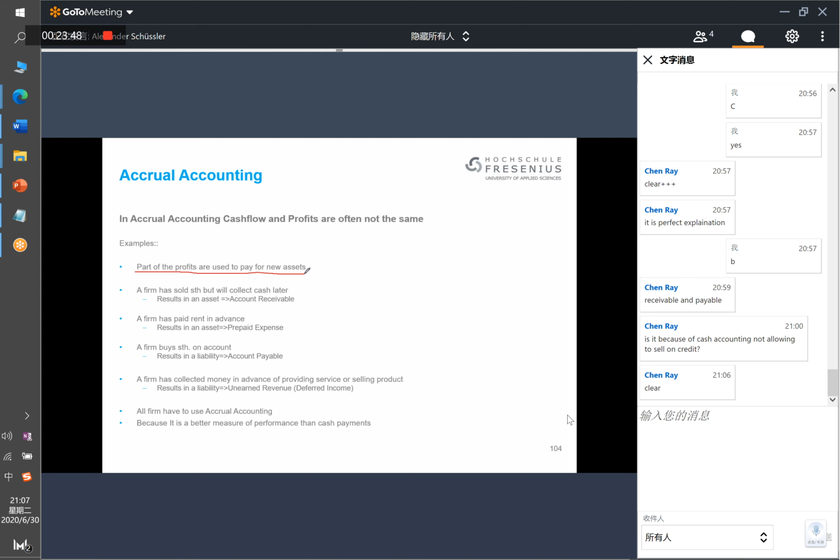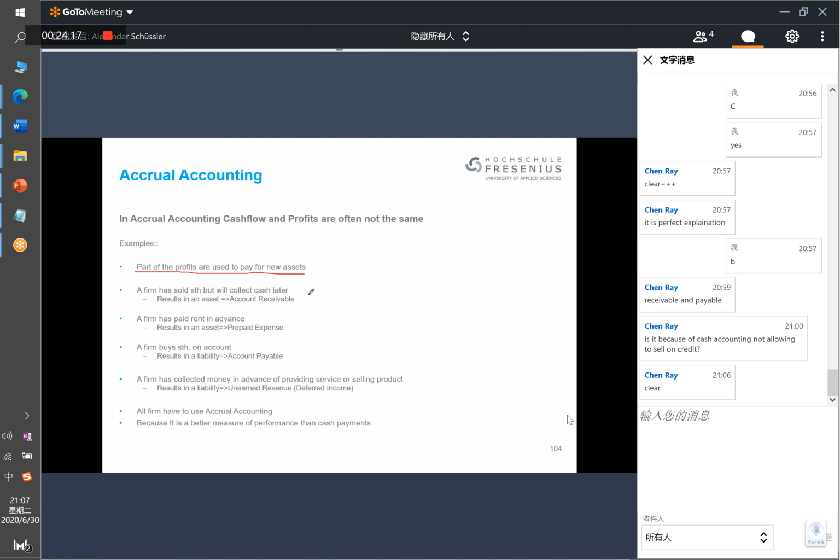Then a firm has sold something but will collect cash later, which results in an asset, accounts receivable. This is our example: BMW sells a car, but the customer is paying later. Then cash flow is actually lower than our income.